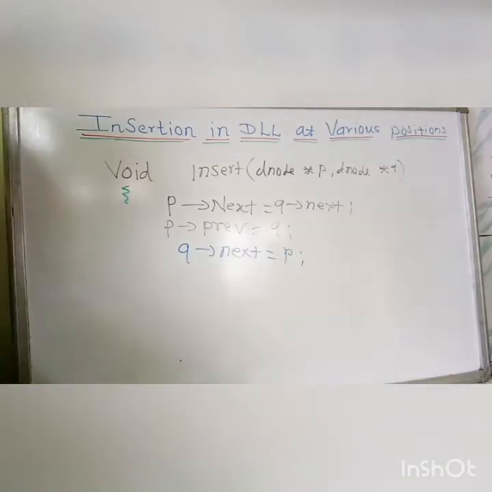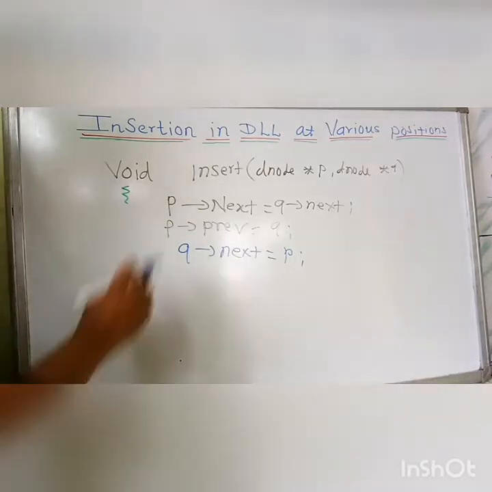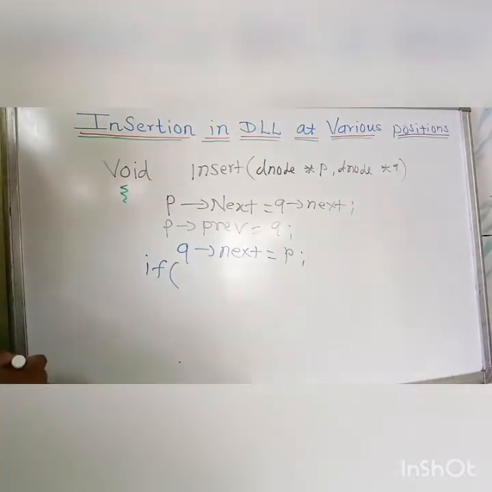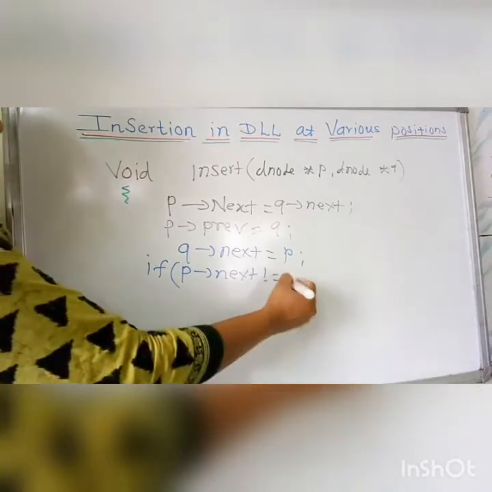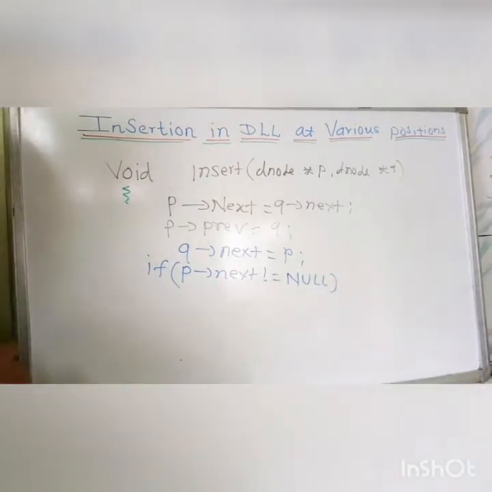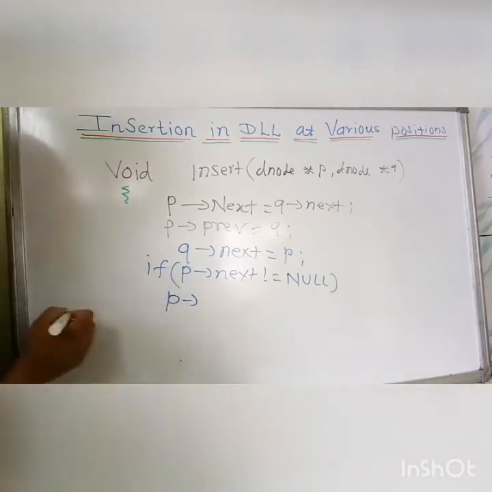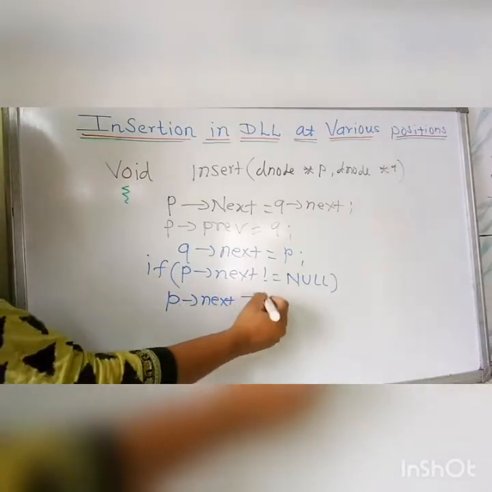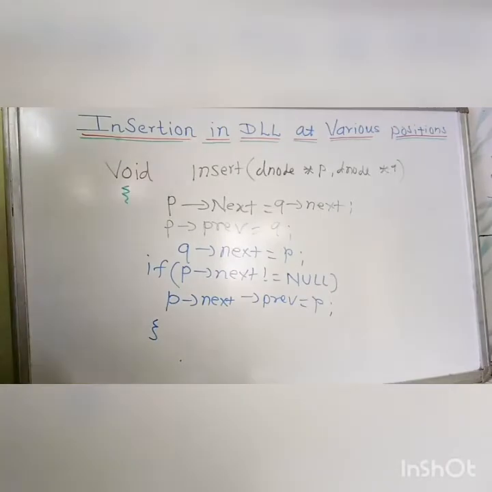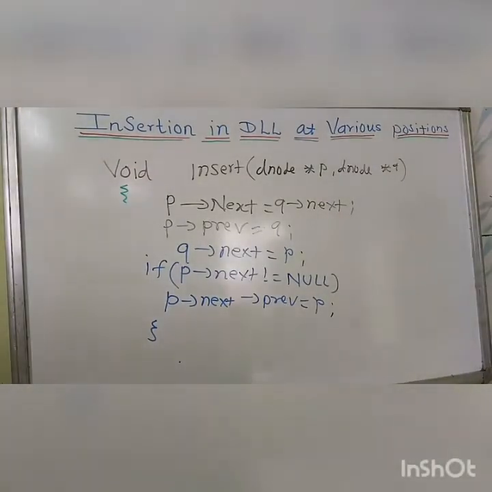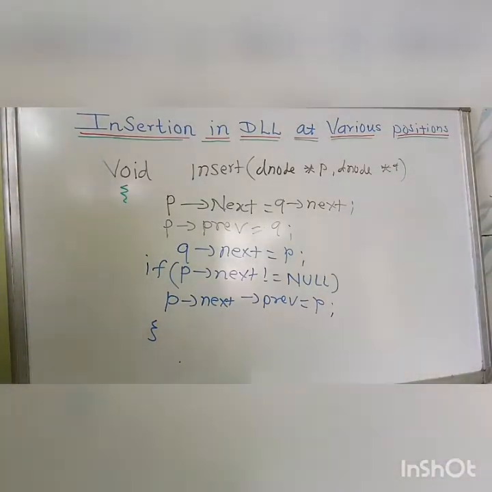And this is the middle situation, but if Q is at the last position, meaning if we have to attach this node at the last position, then we will make the connections like: if P pointer next is not equal to null, meaning it is not empty, then in such a situation we will make P pointer next pointer previous equal to P. So this is a short function used to insert a node P after a given node Q.